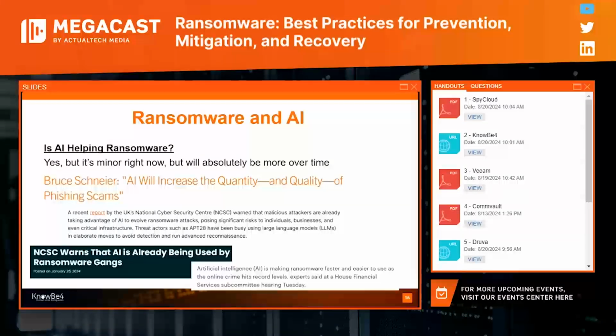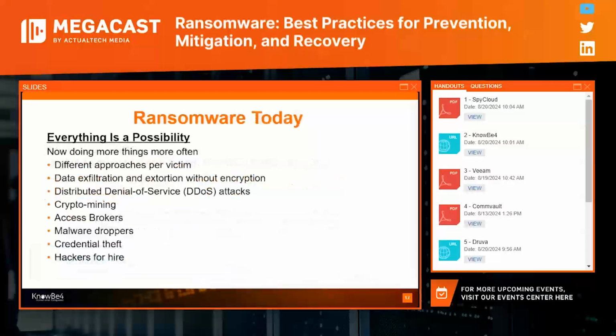Bruce Schneier and other experts testifying at the U.S. Congress House Financial Services Subcommittee said that AI is making ransomware faster and easier to use. So it's not a big part of ransomware yet, but it is already a part of ransomware and is going to be a larger part of ransomware attacks over time. So keep that in mind.